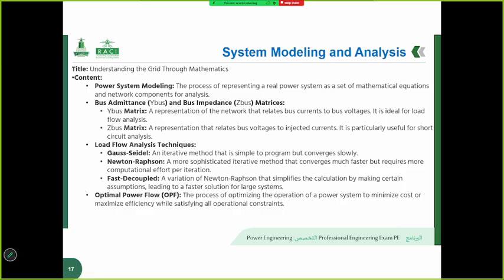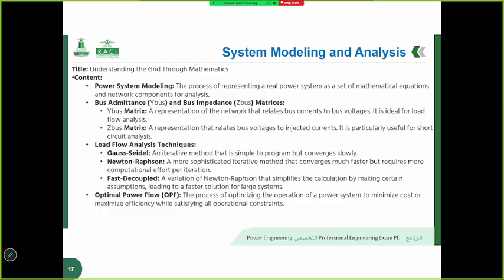This slide focuses on the mathematical and analytical tools used by power system engineers to understand, plan, and operate the power grid. Modeling and analysis are fundamental to ensuring the system reliability, efficiency, and stability.